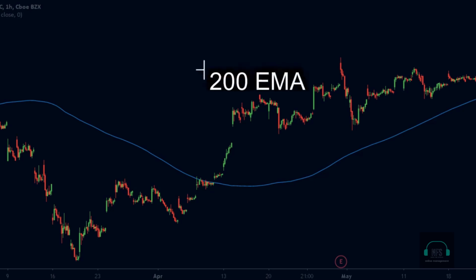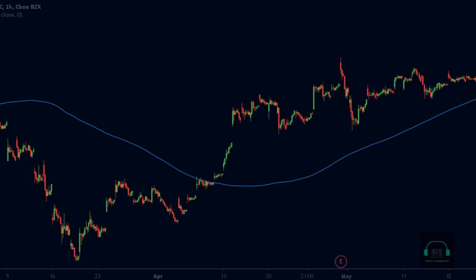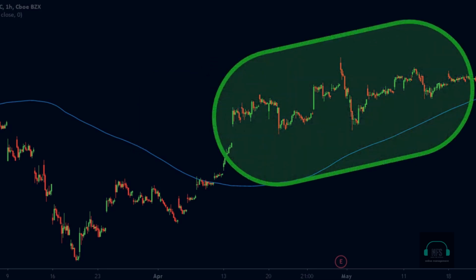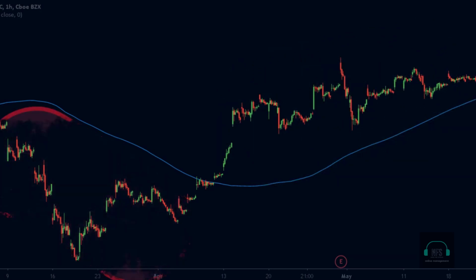For example, let us use a simple 200-period moving average. This will help us in identifying the trend of the market. If the price is above the moving average, then it will be considered to be in an uptrend. Similarly, if the price is below the 200 periods moving average, then it will be considered to be in a downtrend. Hence, when the price is above the moving average, we will look for buy setups only.